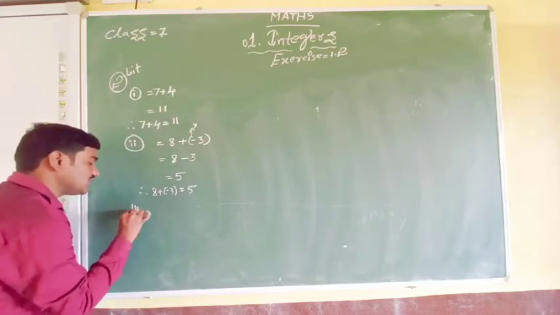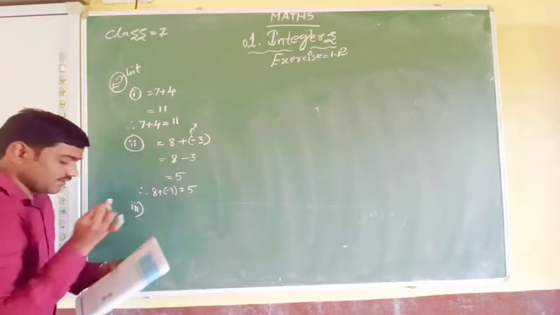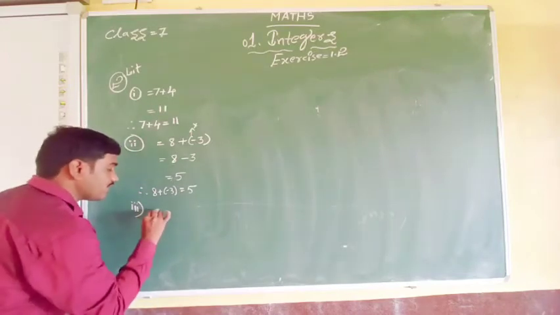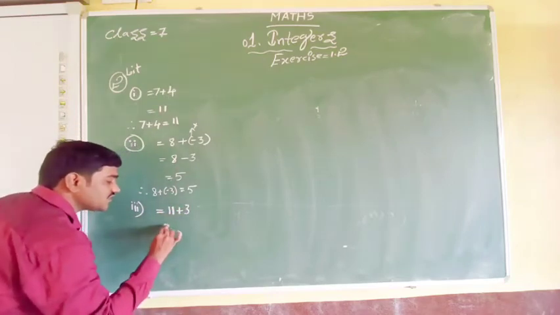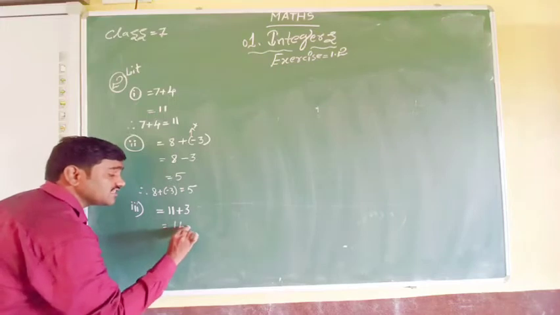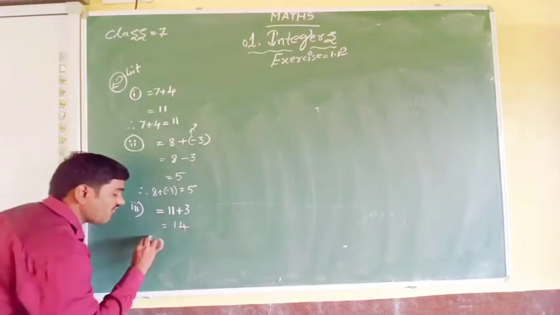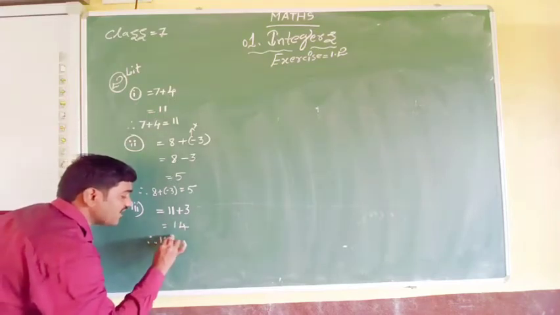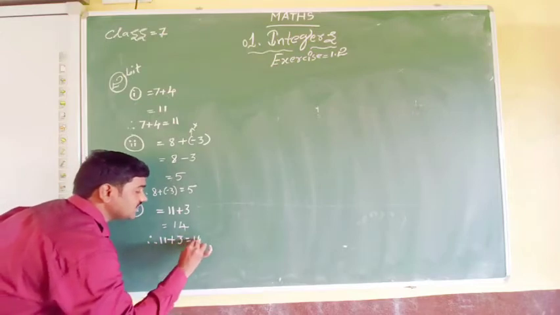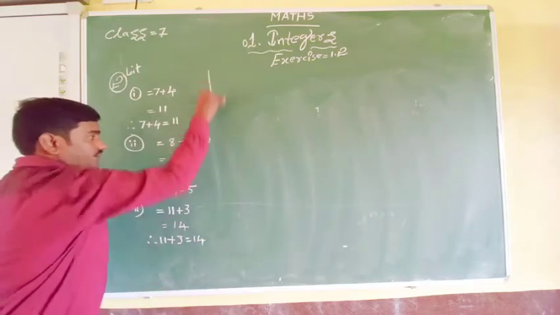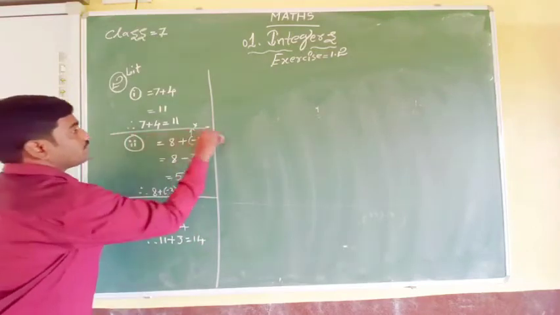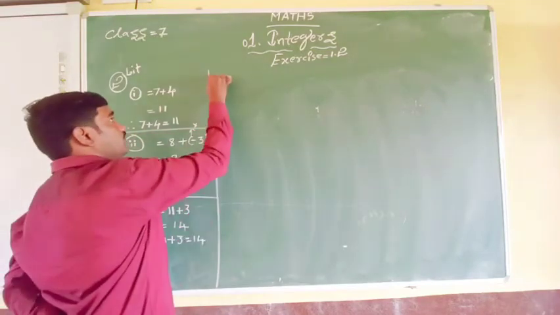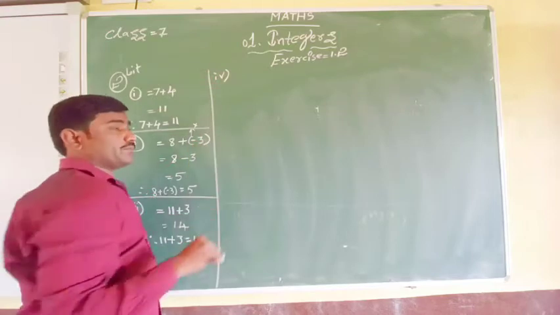Then the third question, 11 plus 3. Very small simplifications you can do. 11 plus 3 will give us 14. Therefore 11 plus 3 is equal to 14. Yes. Then we go for the fourth one.